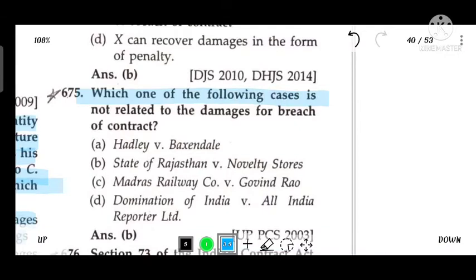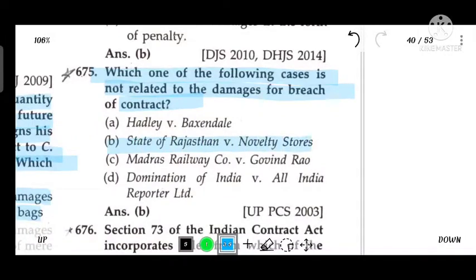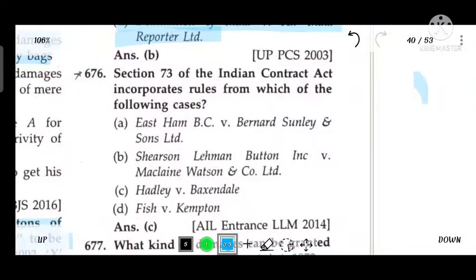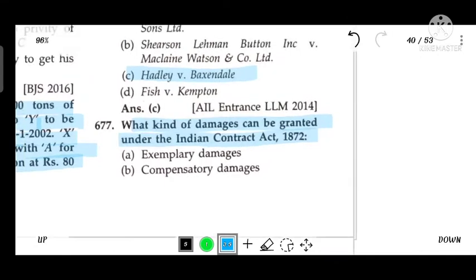Which one of the following cases is not related to damages for breach of contract? State of Rajasthan versus Novtel Store is not related. Those related are Hadley versus Baxendale, Madras Railway Company versus Govinda Rao, and Dominion of India versus All India Reporter Limited. Section 73 of the Indian Contract Act incorporated the rule from which one of the following cases? Hadley versus Baxendale. What kind of damage can be granted under the Indian Contract Act 1872? Compensatory damage.